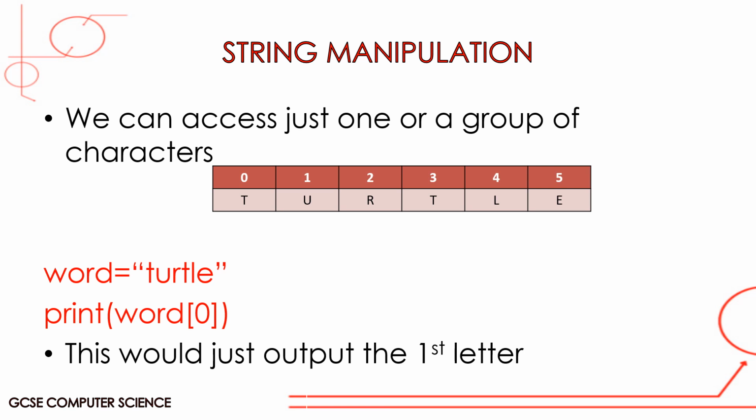So essentially, word is a variable. We've set it as this particular string. If we say print word 0 in square brackets, it will get the first letter. If you did print word 1, it would get the U, which is the second letter along, and so on.